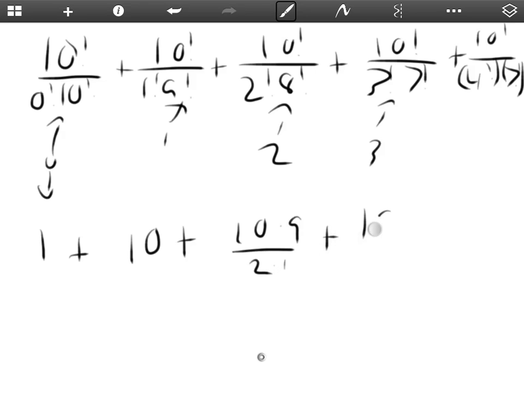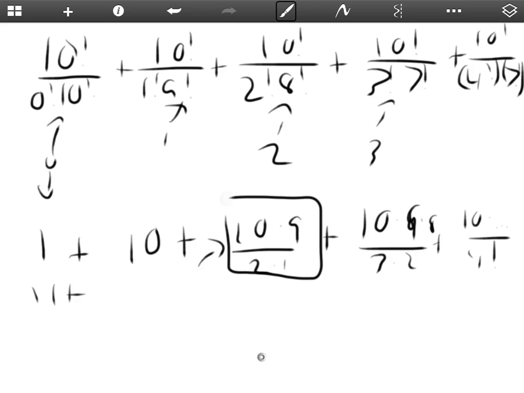Plus 10 factorial over 7 factorial is 10 times 9 times 8 all over 3 times 2, plus this is 10 times 9, I'm running out of room, over 4 factorial, right? And so this is going to be 11 plus this thing here. This is all going to go to, what's 90 over 2, 45, plus 10 times 9 times 8, I'm going to do this on my calculator.